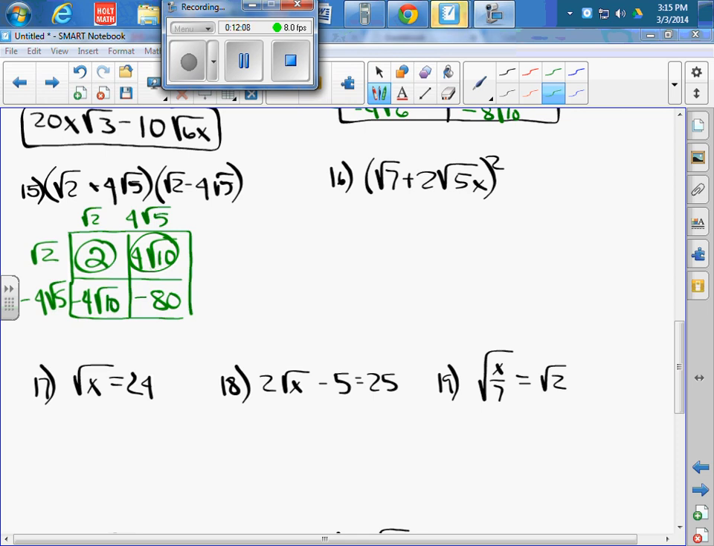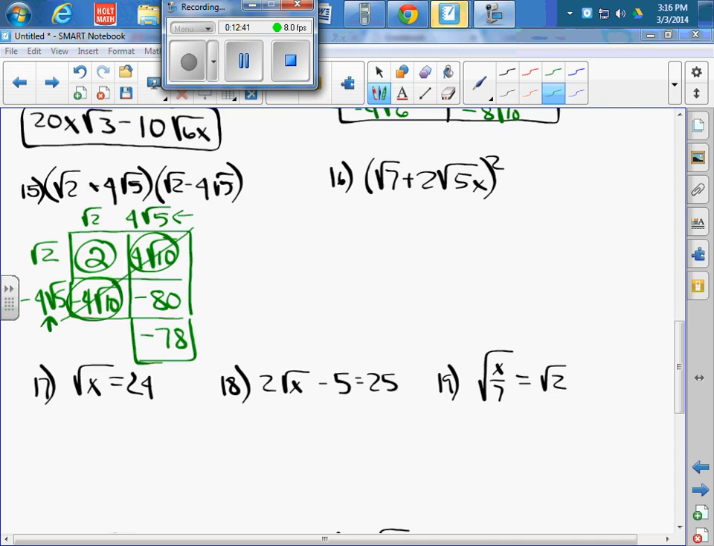In the lower left, you have negative 4 radical 5 times radical 2. And that would be negative 4 radical 10. And then 4 radical 5 here times negative 4 radical 5. Well, 4 times negative 4 is negative 16. Then you have radical 5 times radical 5 is 5. Negative 16 times 5 is negative 80. The 4 radical 10 and the negative 4 radical 10 will cancel. 2 minus 80 is negative 78.